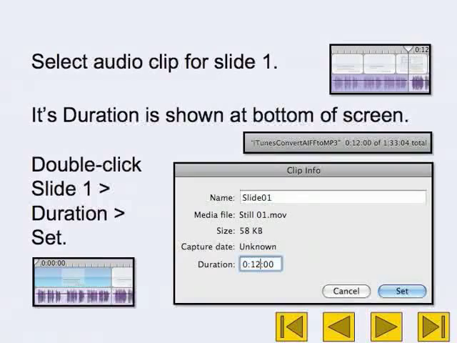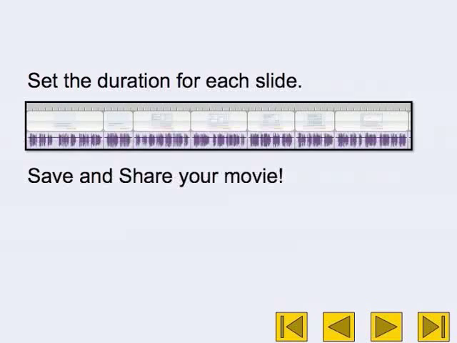Select the audio clip for slide 1. Its duration is shown at bottom of screen. Double-click slide 1. Change the duration. Set. Set the duration for each slide. Save and share your movie.